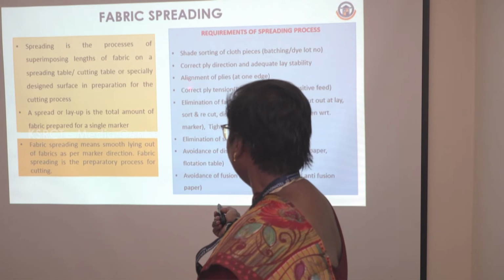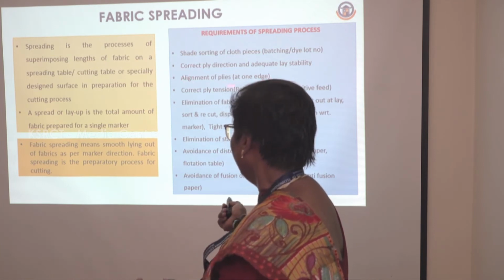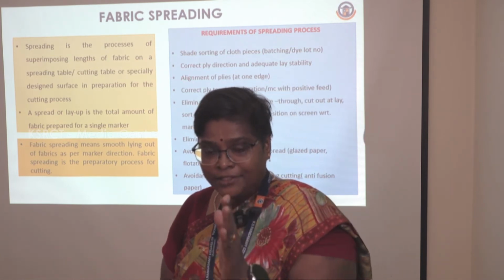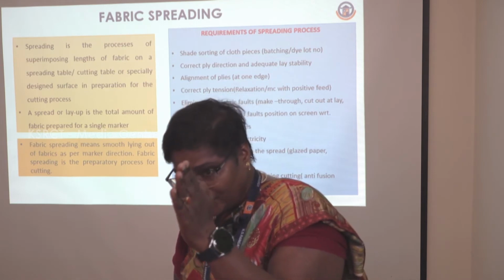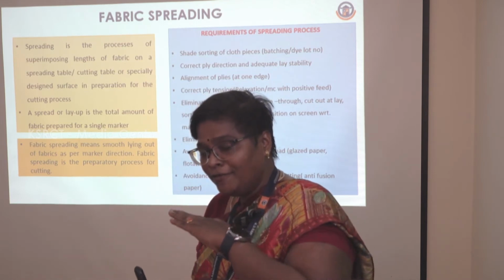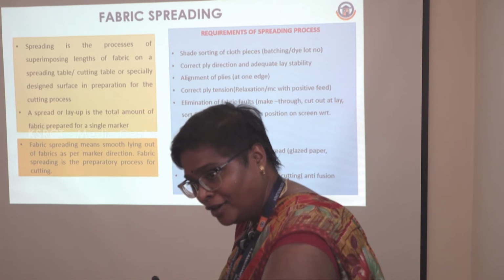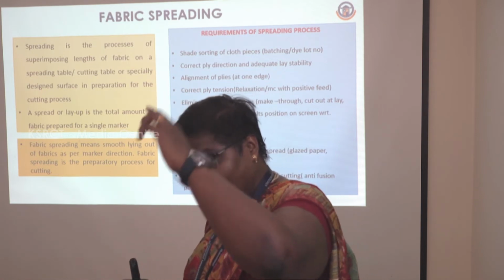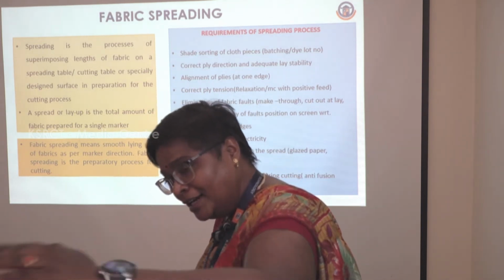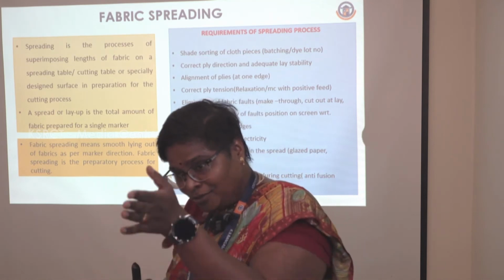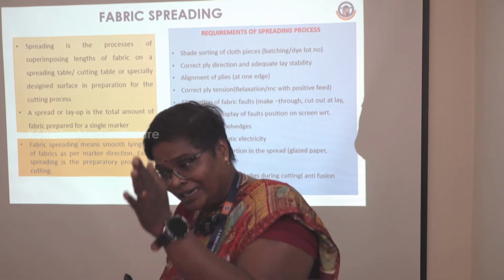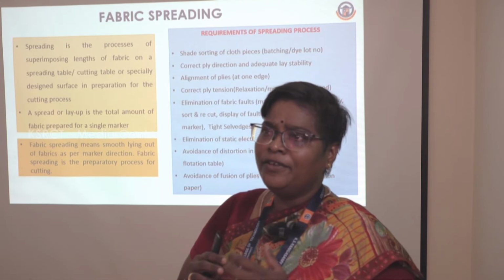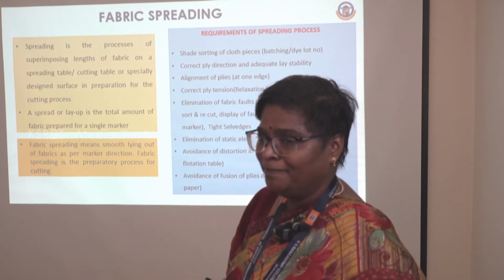Are we considering this alignment of ply at one edge? Yes. Edges of the fabric should be straight. When I lay the first fabric, first lay for 30 meter, and when I lay the 100th lay for 30 meter, the edge should be finished at the proper end. If it is not in a proper way, what will happen?